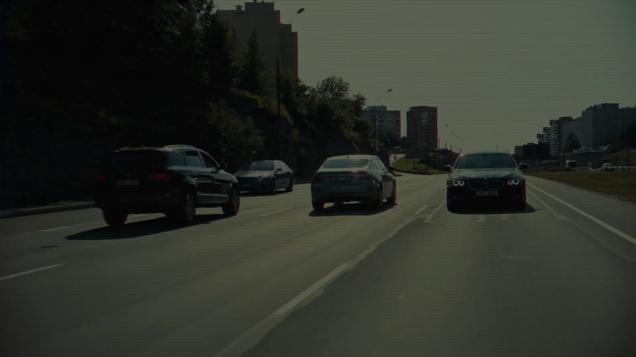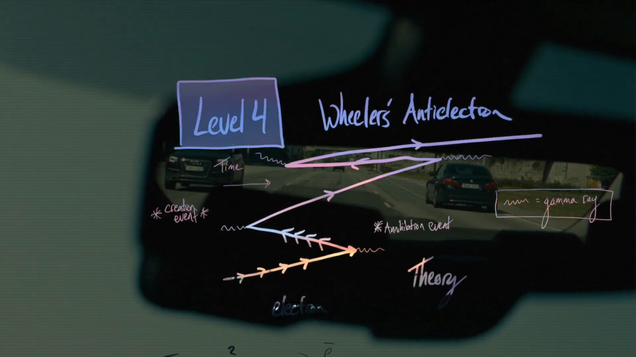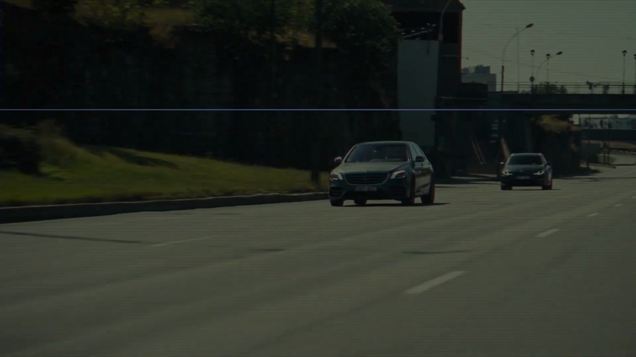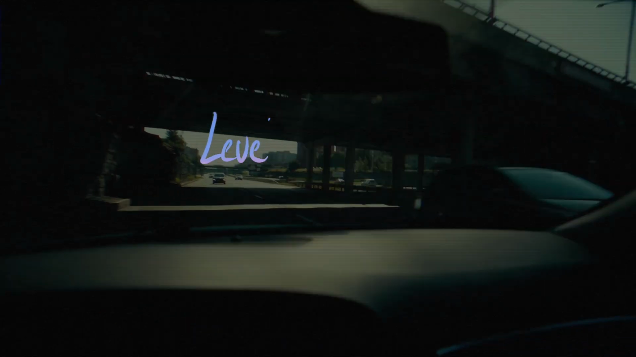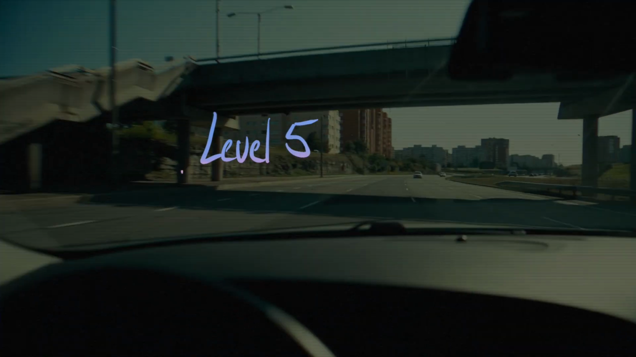Okay, level 5. Actually, we're going to look at Wheeler again, different experiment. Rather than just thinking of the anti-electron as an electron traveling in the opposite time direction, Wheeler had another famous thought experiment called Wheeler's delayed choice experiment.